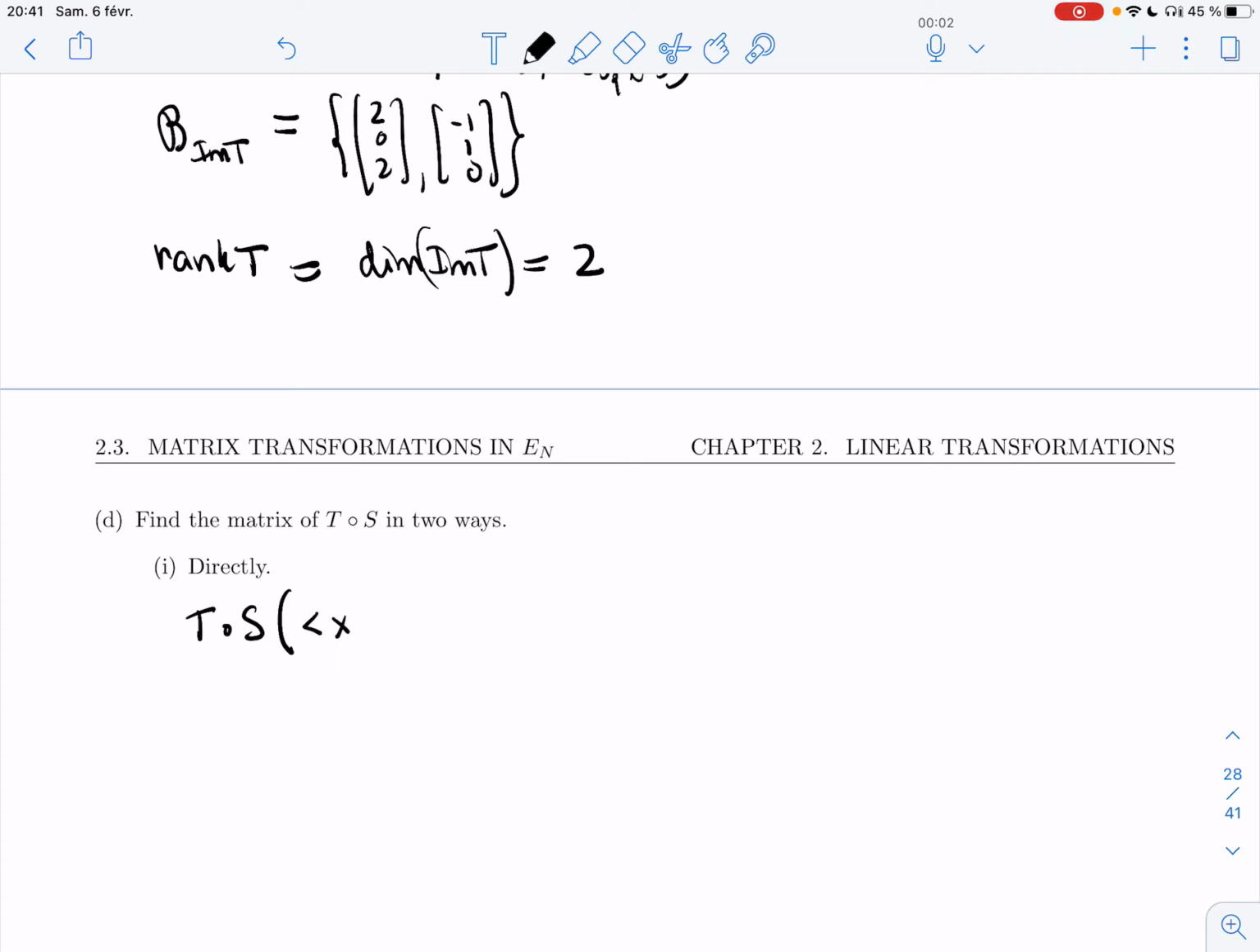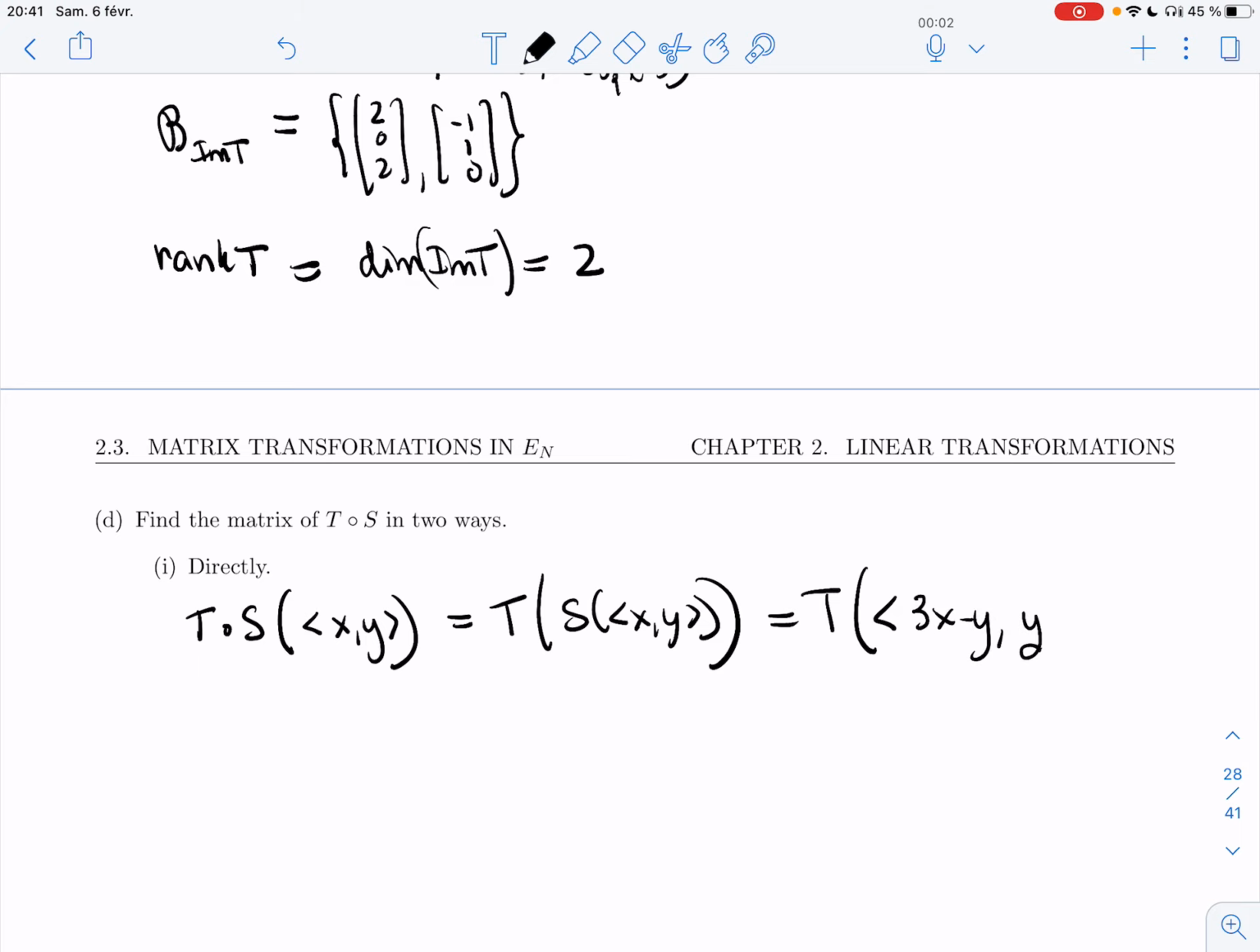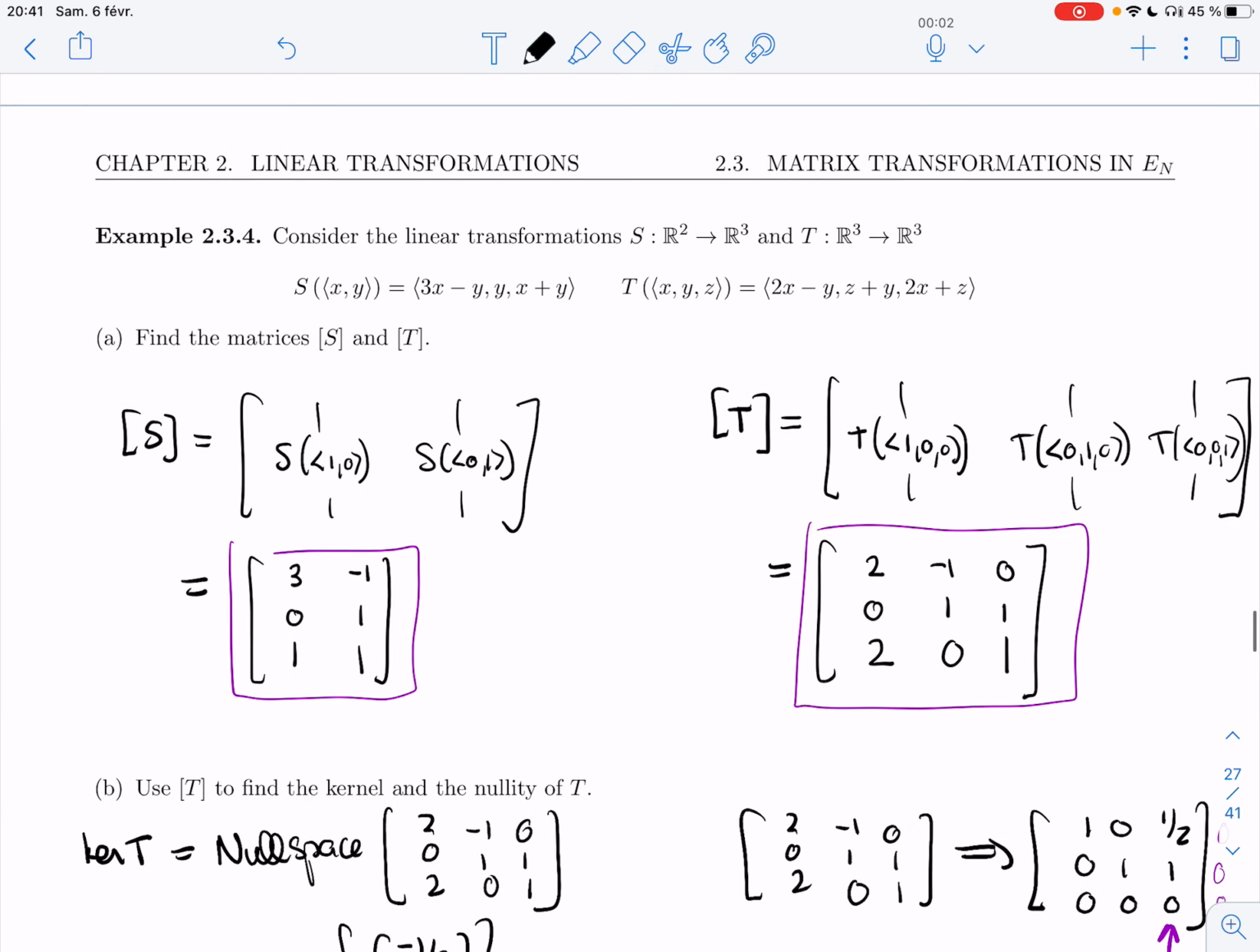S from R2, so it was (x, y). So that means T of S of (x, y). I don't remember what it was, but I have it in my notes, so let me just write it out. That was (3x minus y, y, x plus y). Is that right? 3x minus y, y, x plus y.